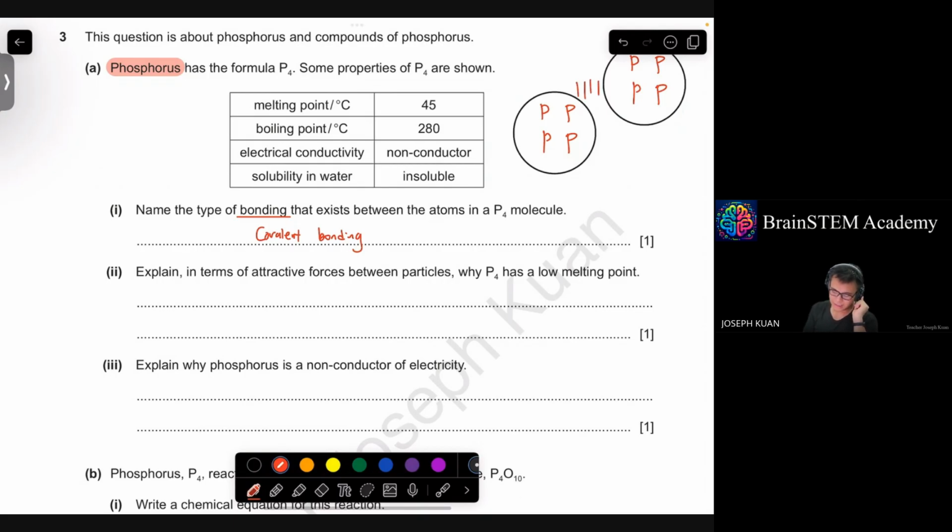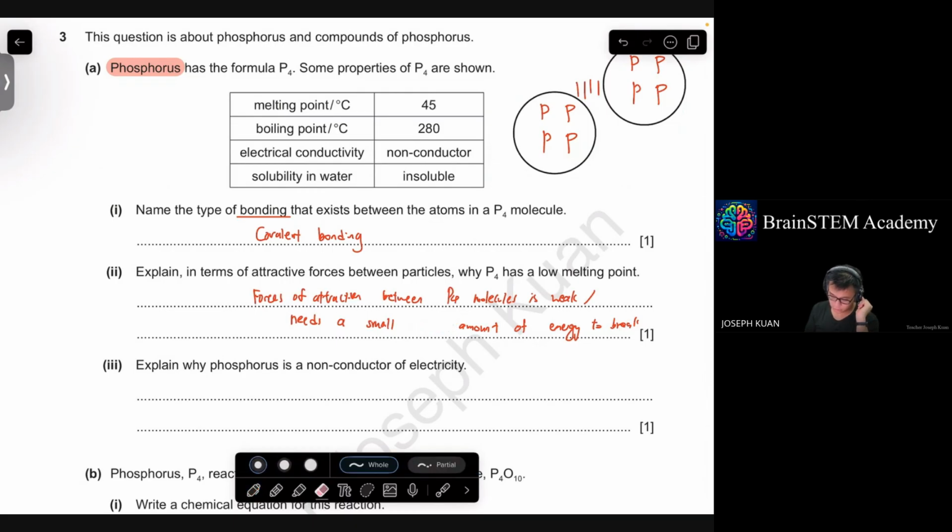All right, so the reason is the forces of attraction between P4 molecules is weak, which means that it only needs a small amount of energy to break. Let me rephrase this by changing this to amount, small amount of energy to break. All right, moving on to the next question.